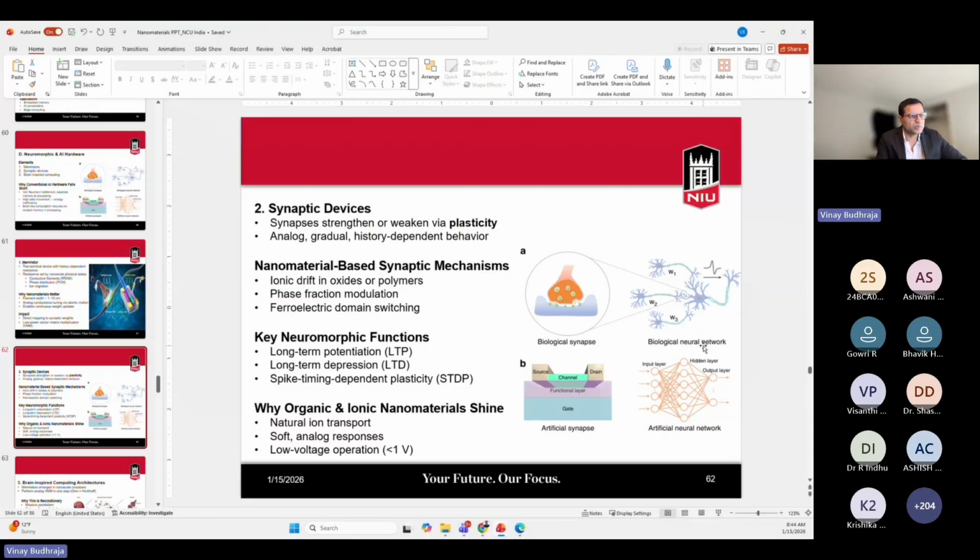So the response time is required to be even higher. That is possible with neuromorphic computing, which computes like the brain. That's why the name neuromorphic is given.